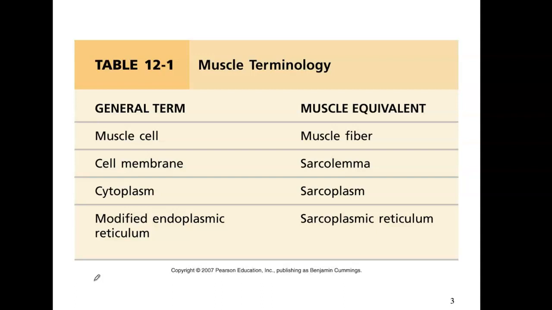When we refer to the cell membrane, you might remember this from anatomy, it is called a sarcolemma. Sarco means flesh, so it's the membrane of this flesh. And cytoplasm now becomes sarcoplasm, so the inside of that cell. And we have a modified endoplasmic reticulum called the sarcoplasmic reticulum, and that's where we store calcium in our muscles. Okay? Very important that you always remember the different terminology.